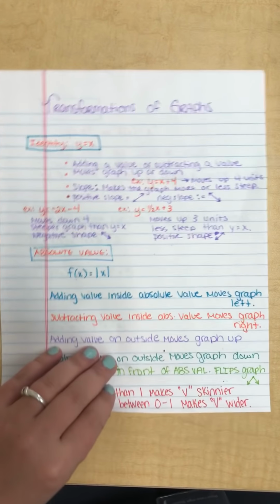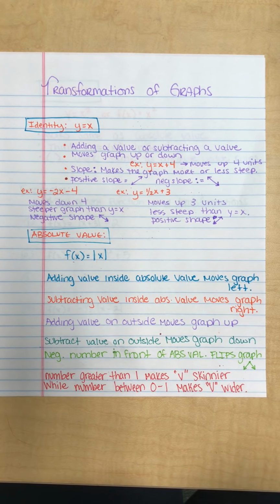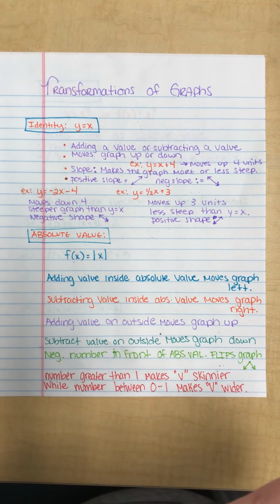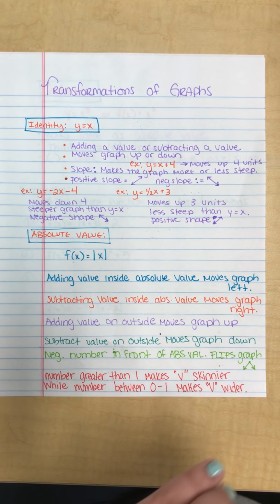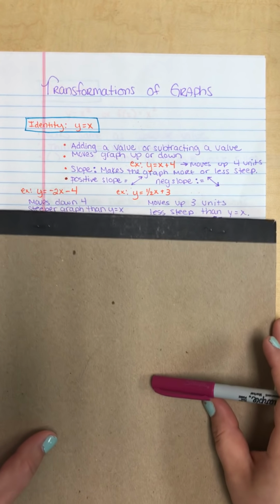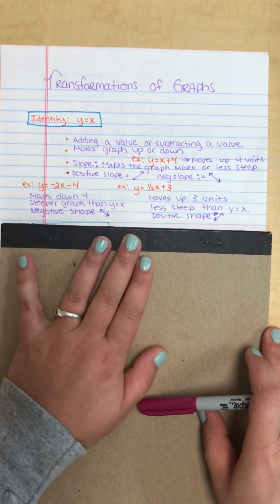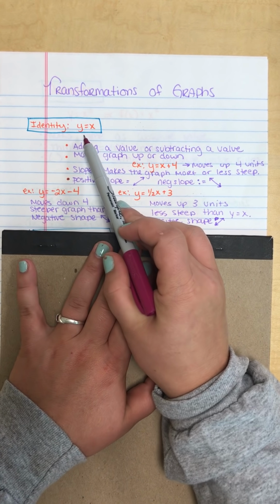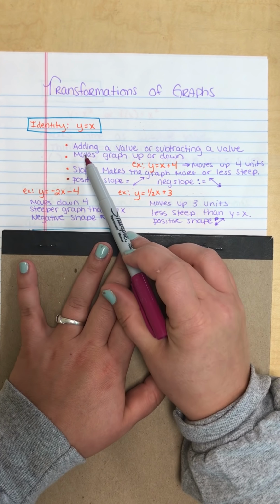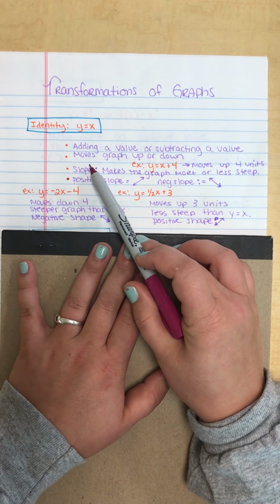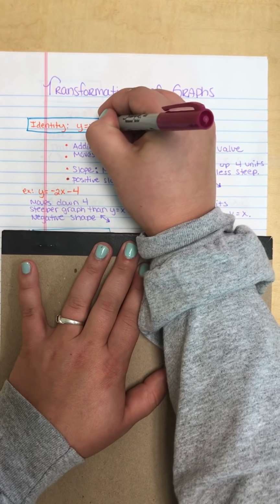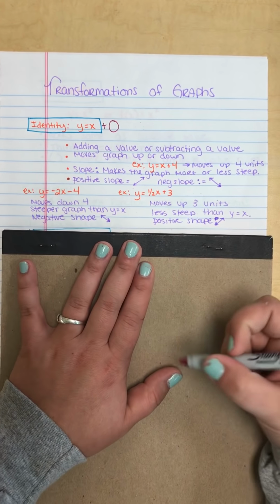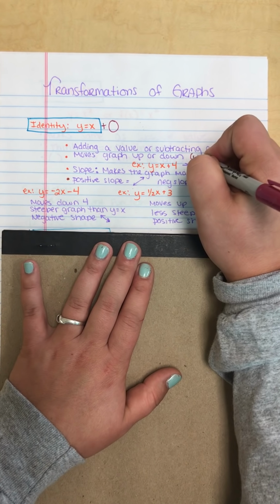All right, now we're going to start actually transforming these graphs. So we talked about the parent functions. Now we're going to start transforming them or moving them around. Okay, so the identity function, your y equals x, if we add a value or subtract a value, it moves it up or down. So if we add something here, our y-intercept moves it up or down.